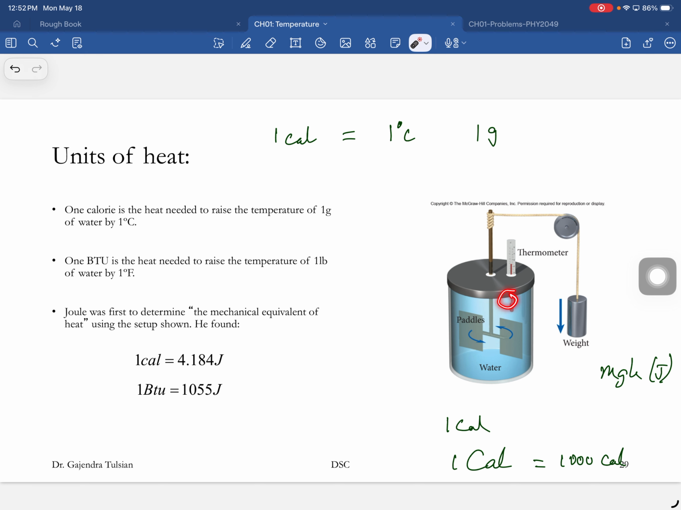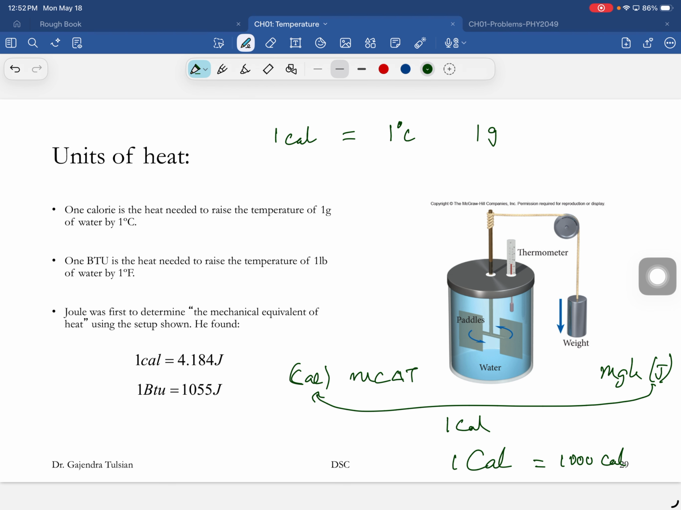So 1 kg of water is that much. No, that's half a kg of water. So take 2 bottles of that, and to raise the temperature by 1 degree Celsius, you need 4,200 joules of heat.